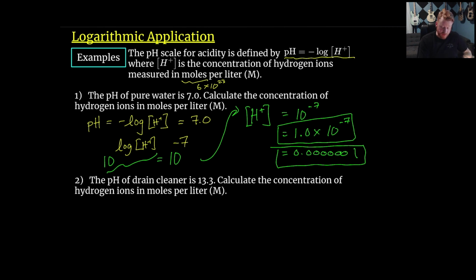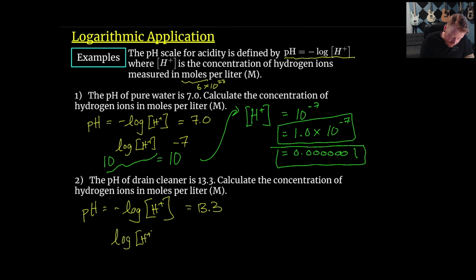Next, we'll look at drain cleaner, which has a pH of 13.3, which is very, very basic. Yes, I think basic is the closer to 14. Correct me if I'm wrong. But we'll do the same thing here, where we know that the pH is going to be, just using the formula that we're given, negative log of the hydrogen concentration. And here this is equal to 13.3. So we'll do just like we did before. We'll multiply both sides by negative 1. We'll get the log of the hydrogen concentration is equal to negative 13.3.